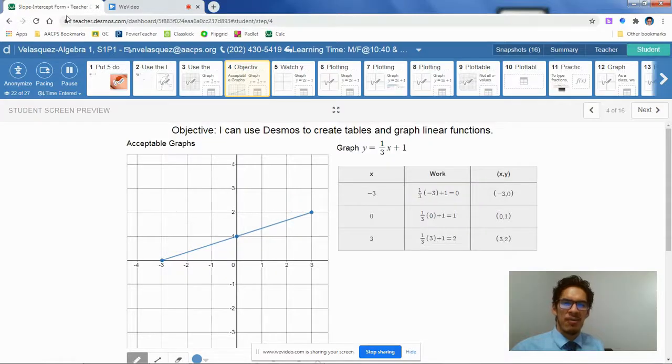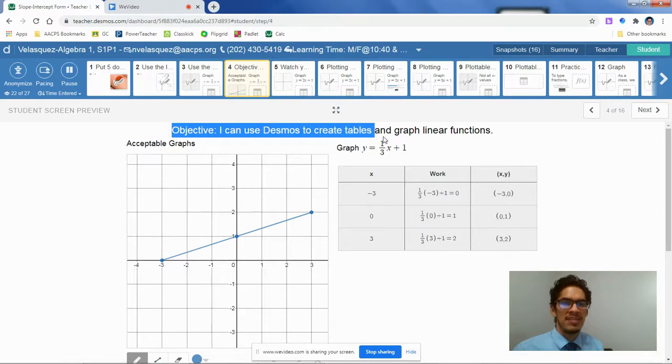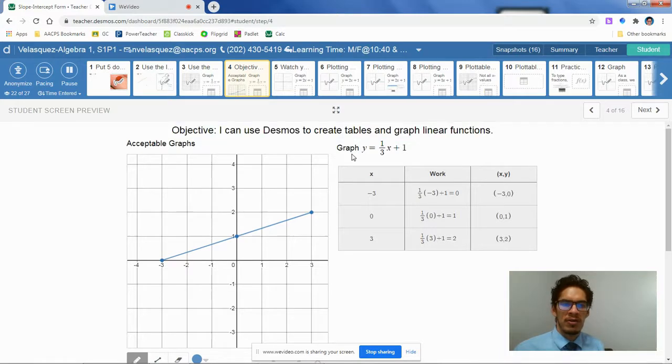What's up, guys? I wanted to create a video on how we did today's lesson on Desmos, where the objective for this lesson was that you can use Desmos to create tables and graph linear functions. So this is what the criteria should look like, where when you're given a function, you're able to produce for me a graph using a table.